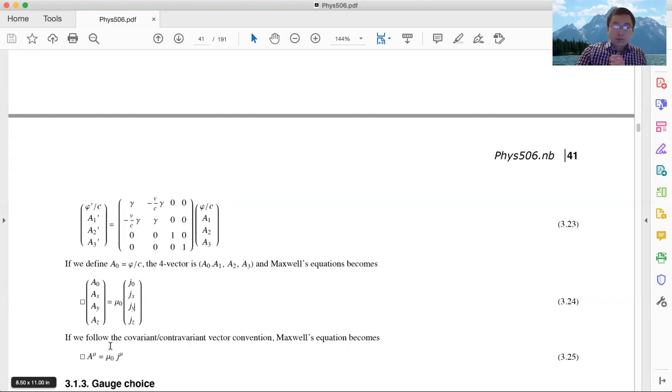If you want to use the covariant and contravariant vector convention, then the same Maxwell equation is usually written like this. A mu and J mu both have superscript indices. It means that these two are contravariant vectors, what we call vectors. And the second order derivative and mu0 are two scalars, and scalar times vector equals another scalar times vector, which is another vector.